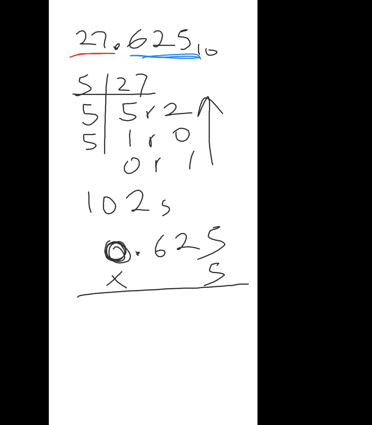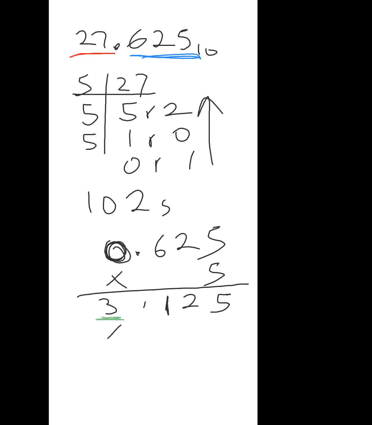5 times 5 is 25. 5 times 2 is 10. 10 plus 2, that's 12. I'll put 2 here. 5 times 6 is 30, plus 1, that's 31. So I'm going to put 1 here, and I'm going to write 3 here. Now, the first answer I got, I'm going to note it. Let me use green. I will underline it. After the decimal point, these are the numbers I'll be writing down.